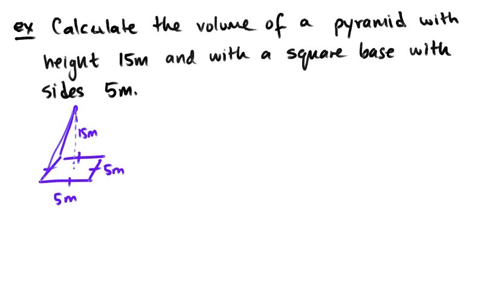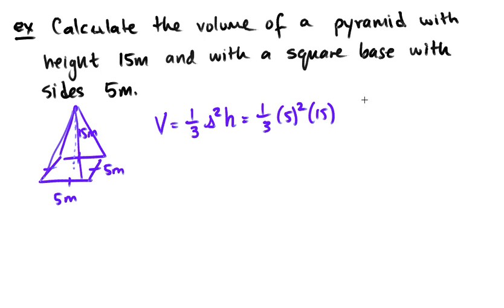So here's my pyramid. The old way of doing this was to use the pyramid formula, 1/3 of the area of the base, which is s squared, times the height. And this is a really fast way to do things. If you multiply this together, you get 125, and the units are meters cubed. Done. We'll take a look at how to do this with integration. You'll notice it's much more complicated, but as I said, when we get to more complicated volumes, this is really the only way to go about calculating them.